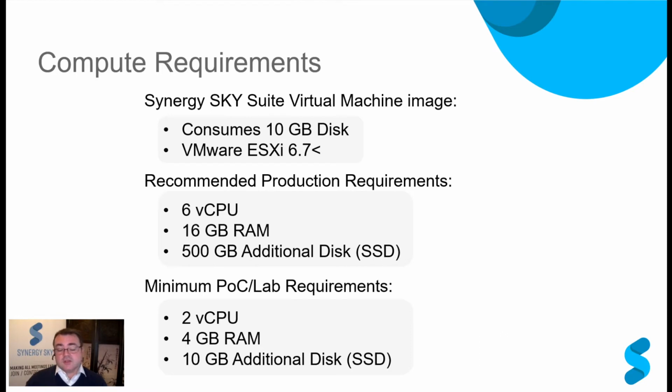Now, if you're looking at deploying this as a proof of concept and then moving into production straight away, if successful, then we recommend deploying immediately with the production requirements of 6 vCPUs and 16 gig of RAM.